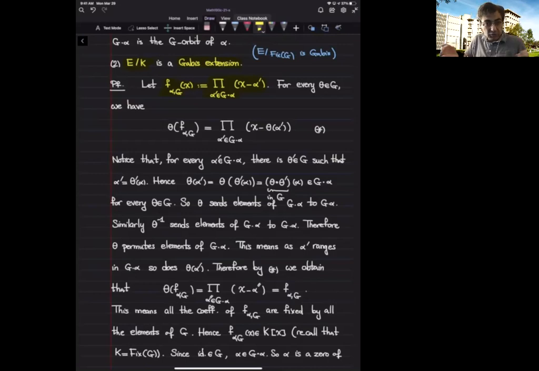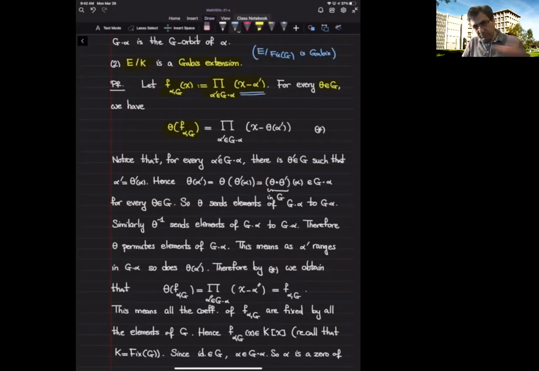But in particular, I need to show that this polynomial does belong to K bracket X. Let's start with that. What does K bracket X mean? It means I need to show that all the coefficients of this polynomial are fixed by elements of the group G. So I pick an element theta inside the group G and let it act on this polynomial f sub alpha comma G. So how does an element inside the group act on this polynomial? Elements of G are automorphisms of the field E, so I let them act on the coefficients of these polynomials. But this action is also a ring homomorphism, so I can alternatively let it act on these linear factors.